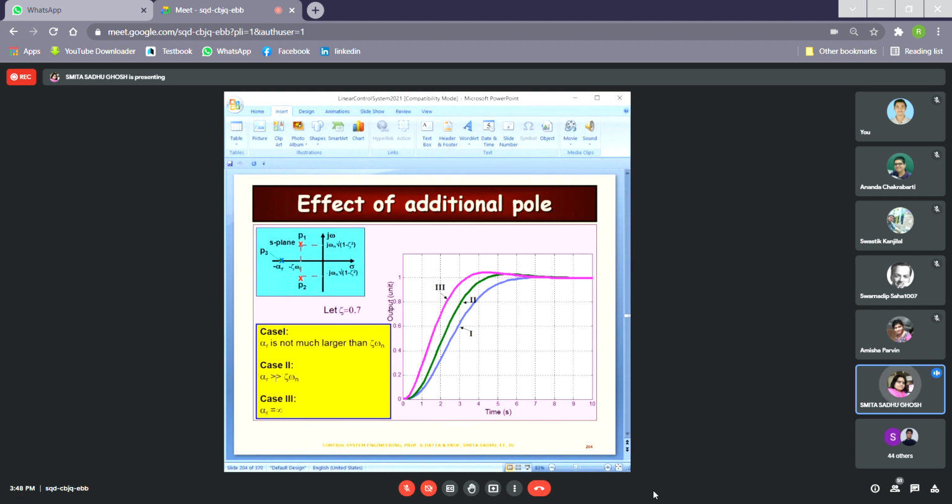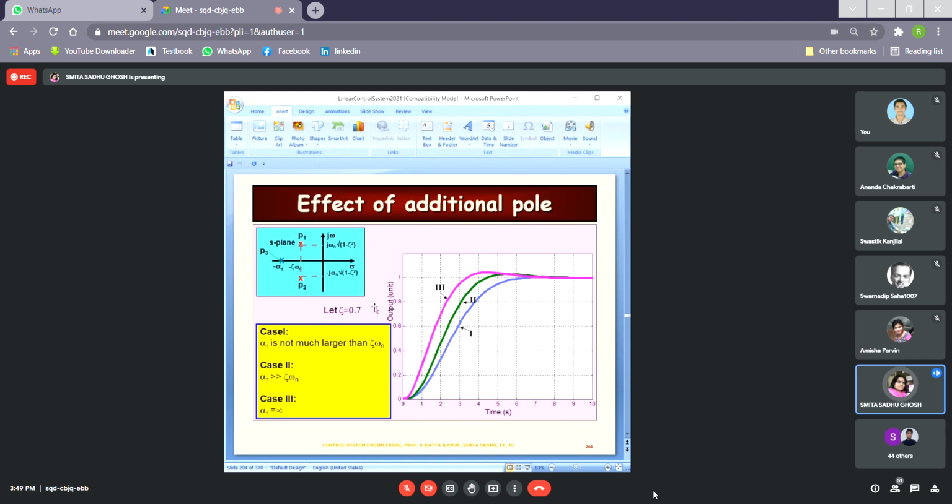So now if alpha r is much, much larger than zeta omega n, it's far to the left. That means the effect of that pole is going to be smaller. Case 2 you can see is this green one over here, and then case 3 is alpha r equal to infinity, basically. So the pole is at minus infinity. The third one is what you have. This is the plot for minus infinity.